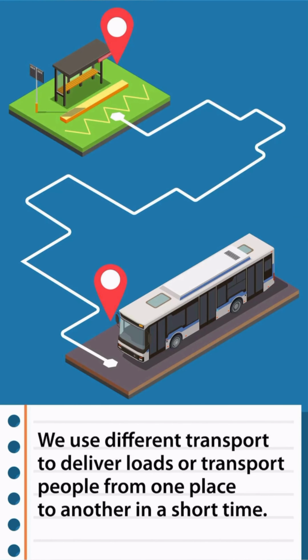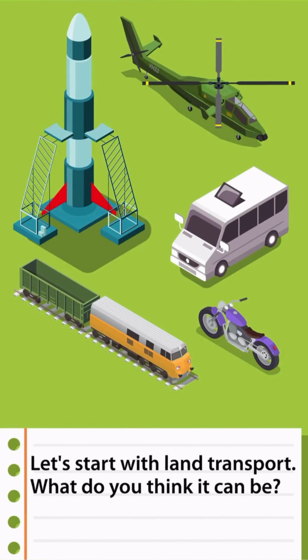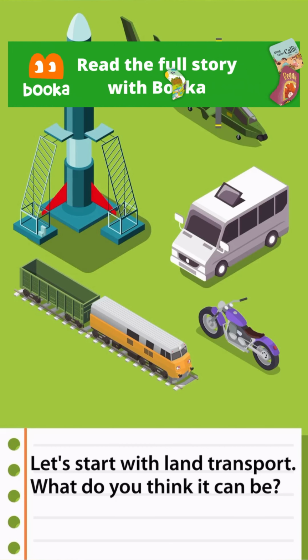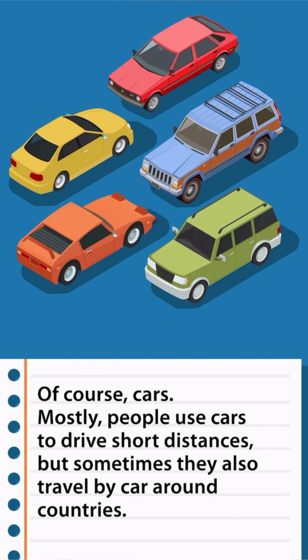We use different transport to deliver loads or transport people from one place to another in a short time. There are three main types of transport: land, water, and air. Let's start with land transport. What do you think it can be? Of course, cars. Mostly, people use cars to drive short distances, but sometimes they also travel by car around countries.